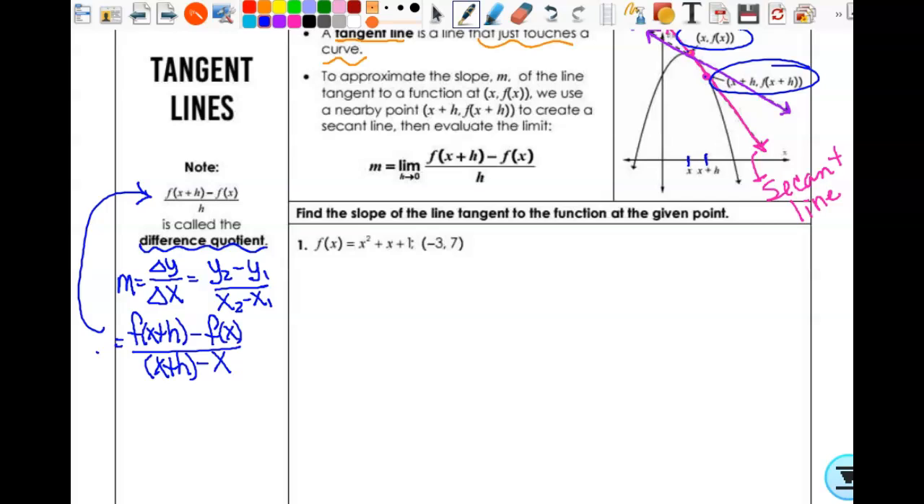But remember, I want h to get smaller and smaller and smaller, so I need the limit of this as h approaches 0, like it says right here. Okay? So to approximate the slope m of a tangent function, we use the nearby point to create a secant line, then evaluate the limit. So basically, the difference quotient is the slope of the secant line, then we evaluate the limit to slide that point closer so that we actually get the purple line. Okay? We good with that? Okay, good deal. So let's look at how this works.